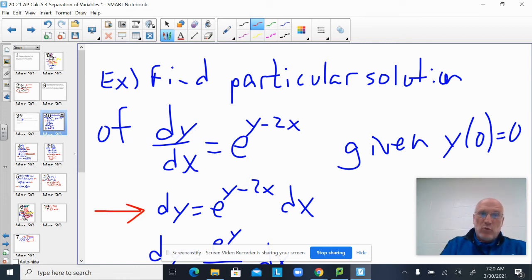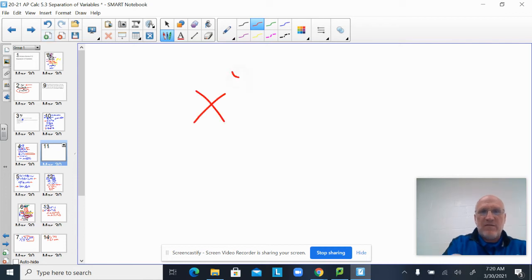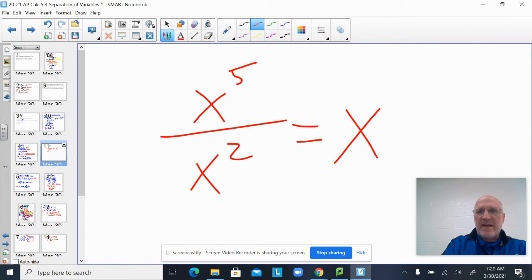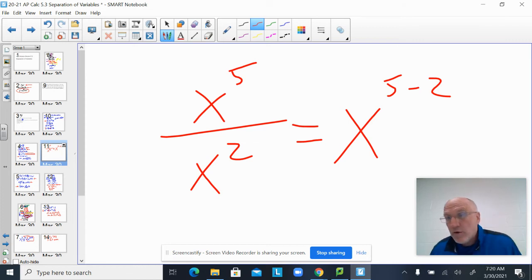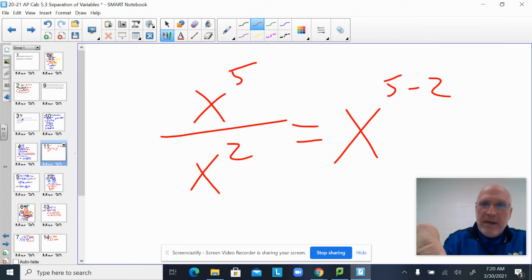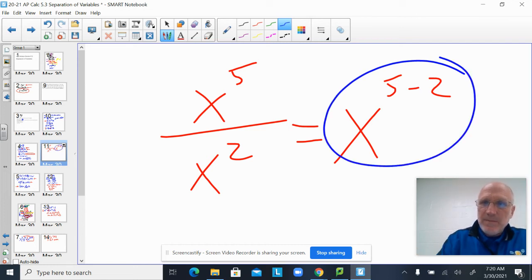So let me go back to rules of exponents for a minute. Let me again remind you that if I have x to the 5th over x to the 2nd, I can write that as x to the 5 minus 2. I can subtract exponents. I know you know that rule of exponents. You've known it for years. What I'm going to do here is I'm going to essentially write this as x to the 5th over x to the 2nd.